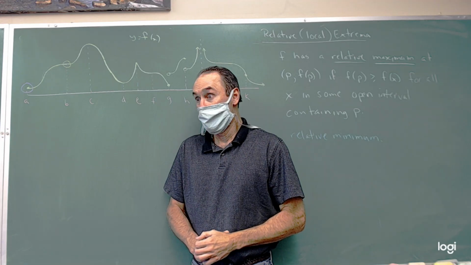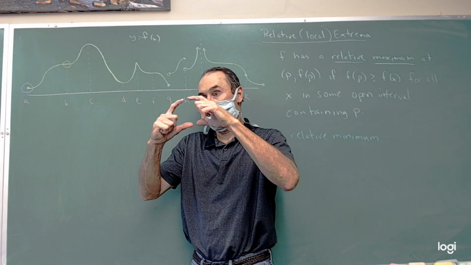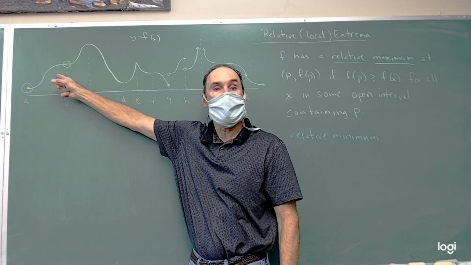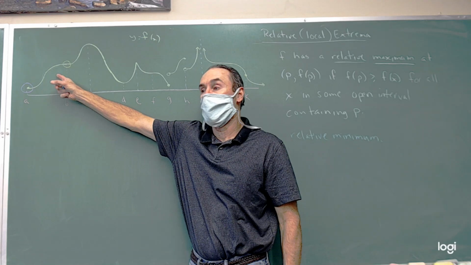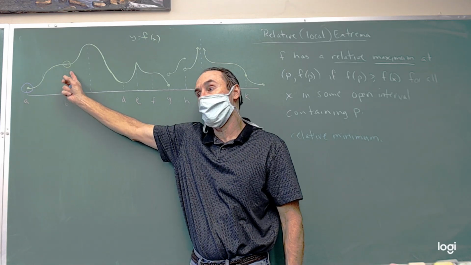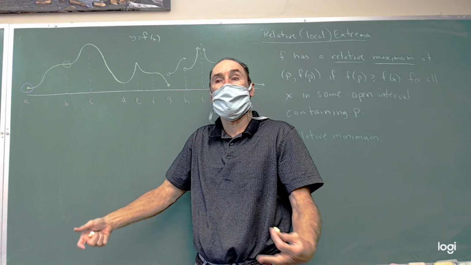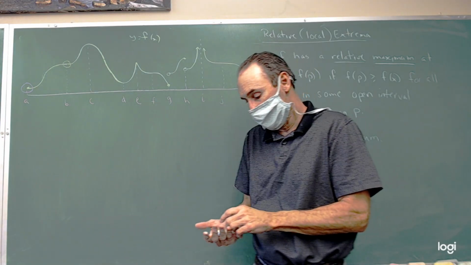Neither. Because you can see that if I put that little circle around there, there are points to the left that have smaller y values, so it's not a relative minimum, but there's points to the right that have bigger y values, so it's not the relative maximum. So that is neither a relative minimum nor a relative maximum.